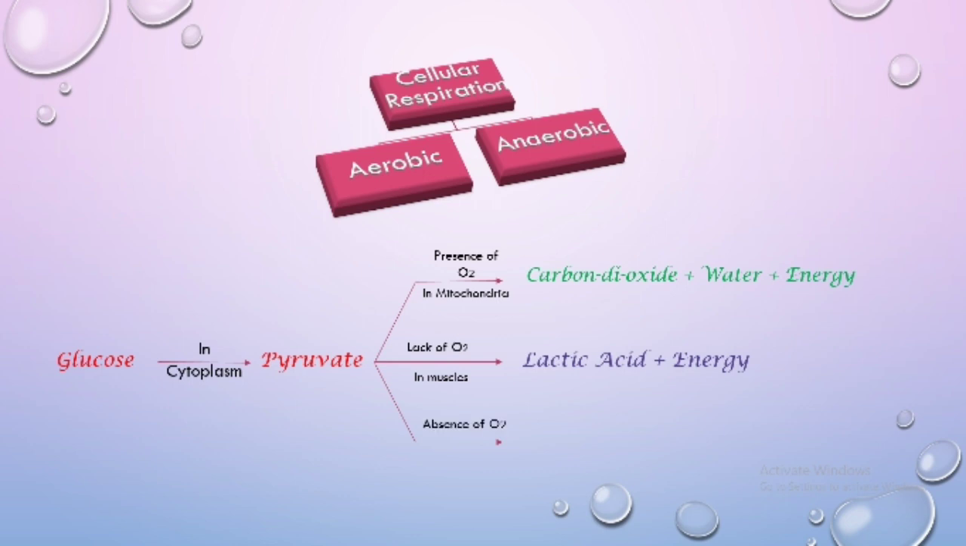When this reaction takes place in absence of oxygen and gives a byproduct as ethanol, carbon dioxide and energy, it is termed as anaerobic respiration. Mostly it happens in yeast cells and bacteria.